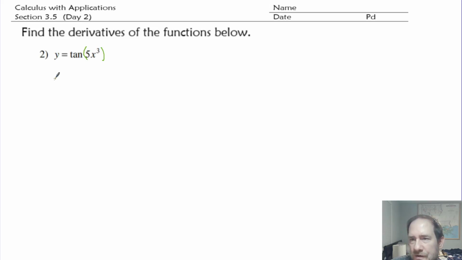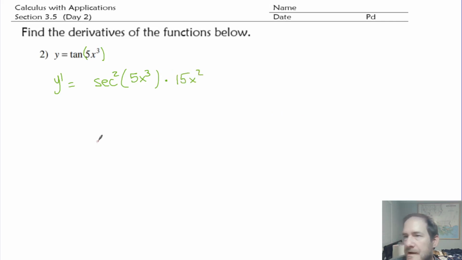So if I go to do the derivative, I'll get a y prime that equals the derivative of tangent. The derivative of tangent is secant squared. But again, leave the inner function alone. So just leave it as 5x cubed. And then from here, now just chain rule out the derivative of that inner function, which will be 15x squared.